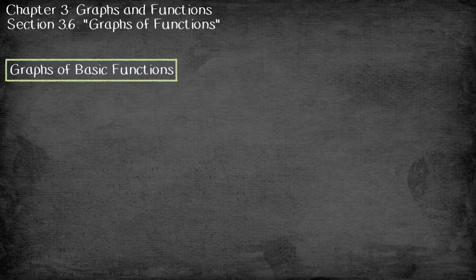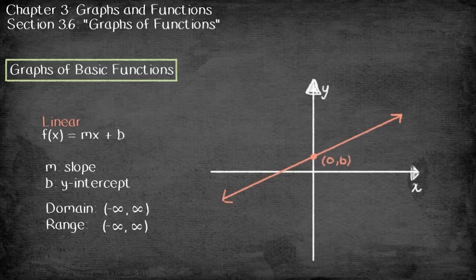So let's look at some of the functions that we're most likely to see. First up is one that's very familiar to us, and those are the linear functions. These are functions of the form f of x equals mx plus b, where m, we know, is the slope and b is the y-intercept. So the graphs of these functions are lines. And I want to draw your attention to the domain and range for a second.